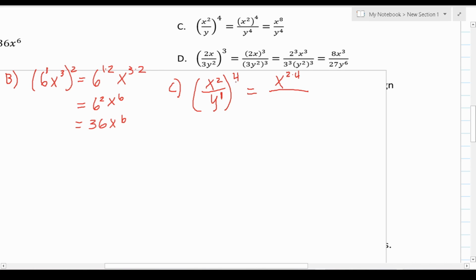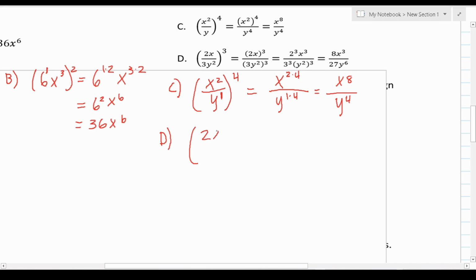Again, now we're going to apply the power rule to the base of y, so we're going to start by writing down its base of y, and then according to the power rule, we multiply the exponents, so this is 1 times 4. X, 2 times 4 is x to the 8th, and then y, 1 times 4 is y to the 4th. Okay, so let's go ahead and do D now. As you can see, there's a lot going on in D, but it's not that difficult.